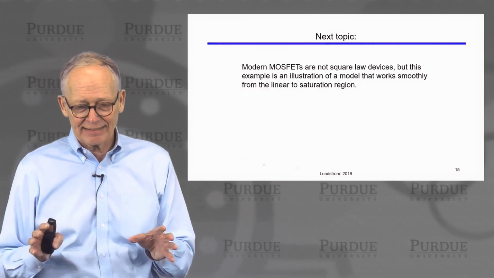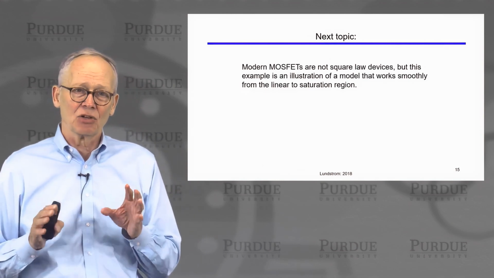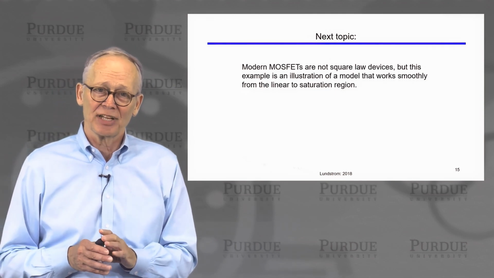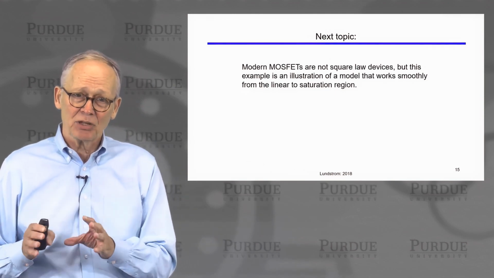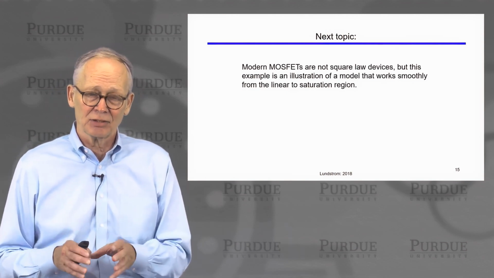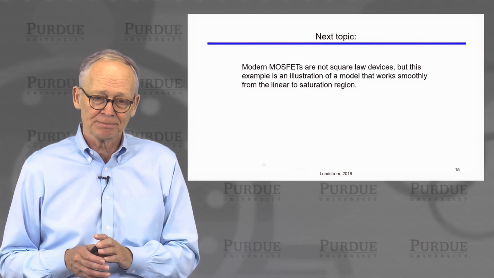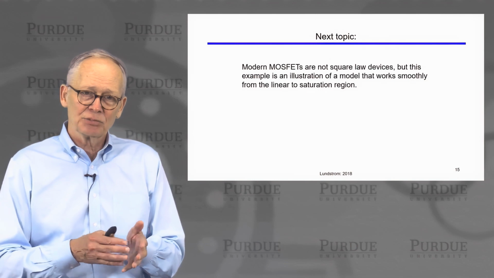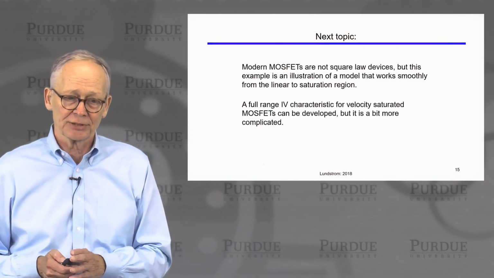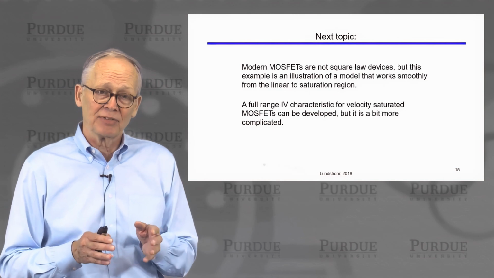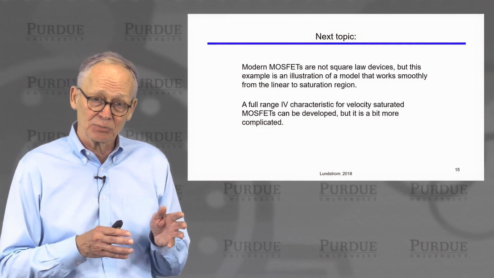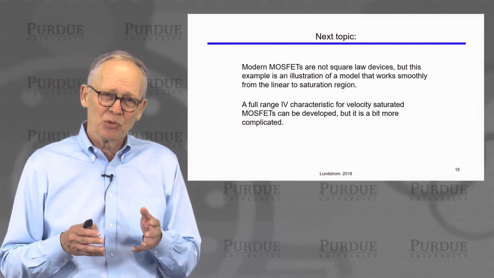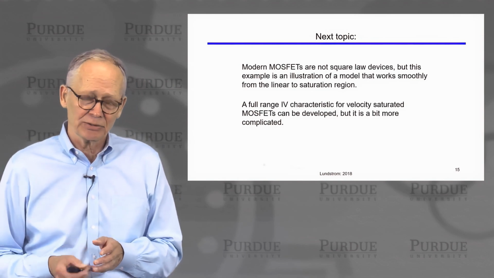Now, that's a classic derivation. If you make the channel lengths long enough, you'll still see MOSFETs behaving that way. But modern MOSFETs tend to have short channel lengths and do not behave as square law devices. They're linear devices. The current goes as Vg minus Vt to the first power. But this example is an example of how you can derive an IV characteristic that goes smoothly across the whole range of drain voltages. Now, we could do the same thing for the velocity saturation model that we discussed in the previous lecture. That would be more relevant to modern transistors. That's a little more complicated even than this analysis that we went through here.